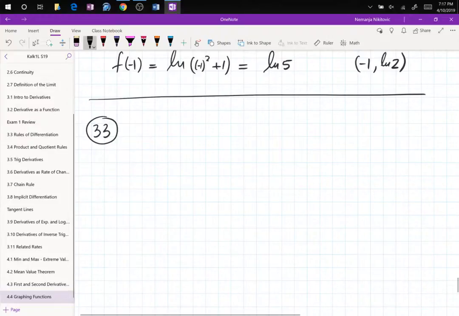Great, so f of x is equal to x squared plus 12 divided by 2x plus 1. So this is our function. We start with the domain.